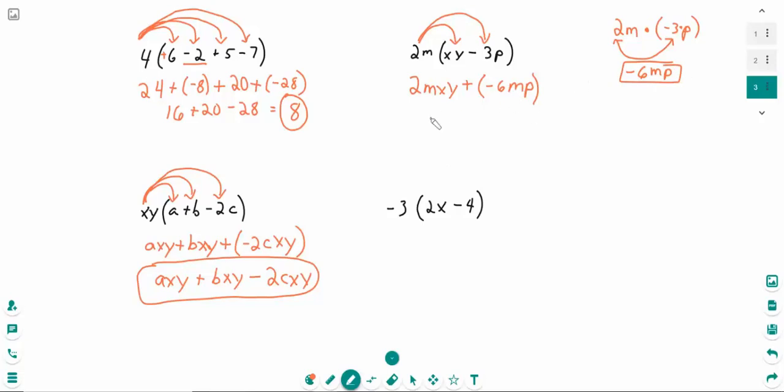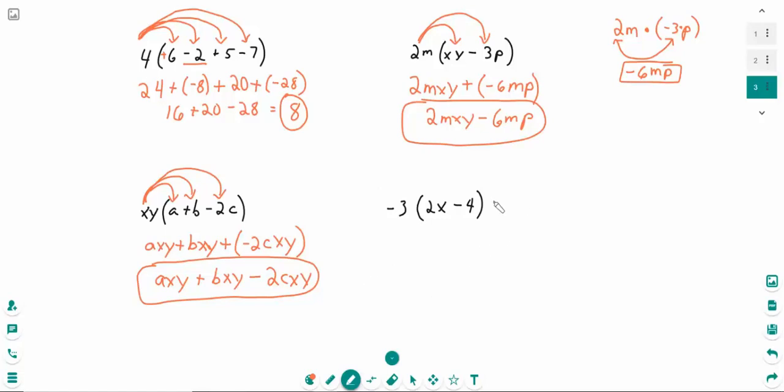Now we can finish this out, and all that's left really is to just recognize that whenever we have a plus minus like this, the minus is going to win. We're going to end up with 2mxy minus 6mp. All right, and that is our solution. All right, let's do one more. And again, do it on your paper, and then we'll do it together.